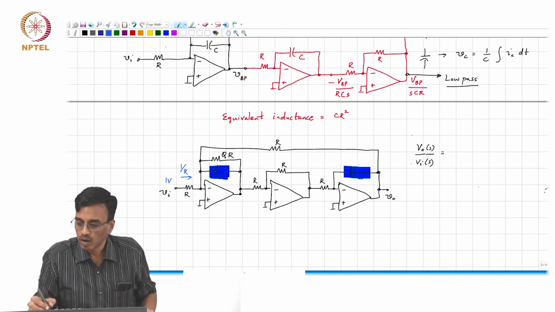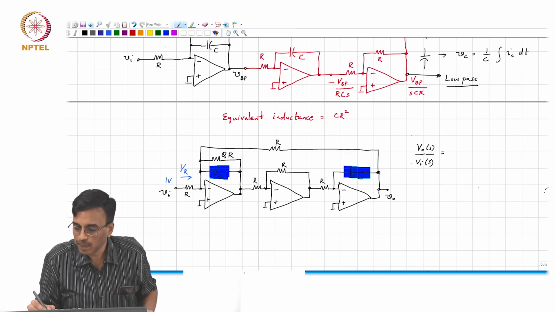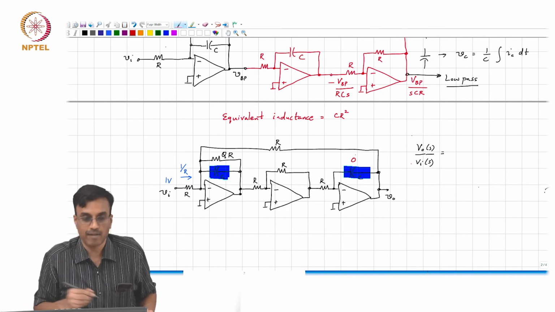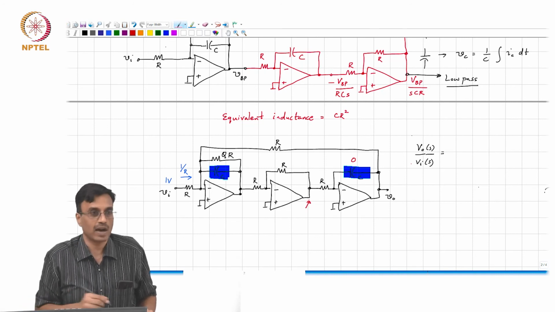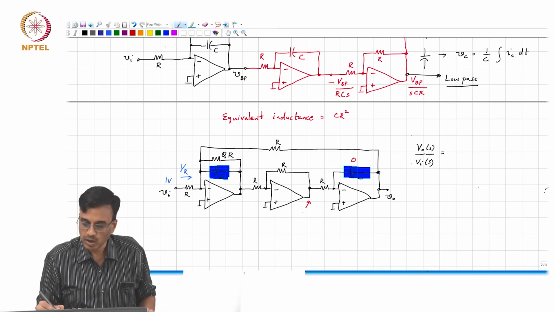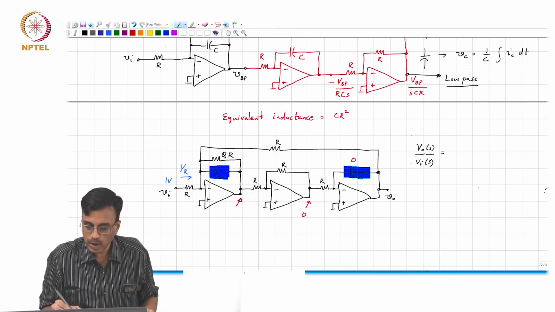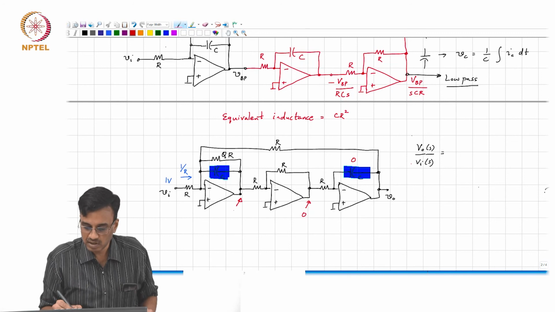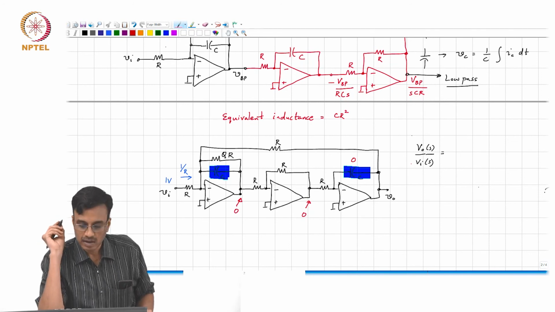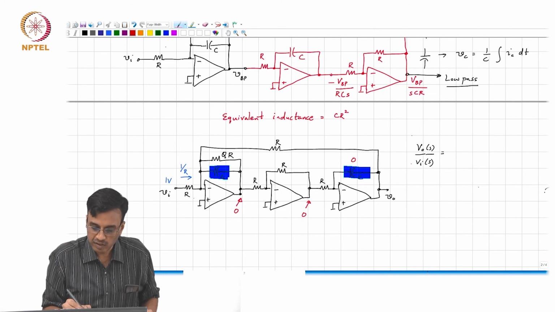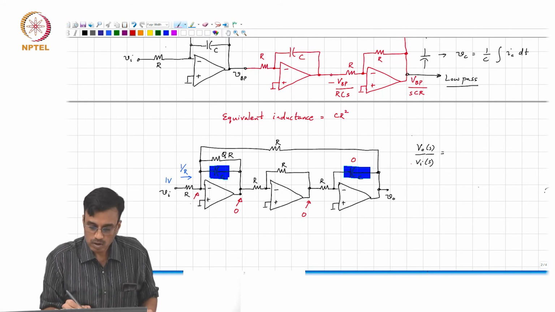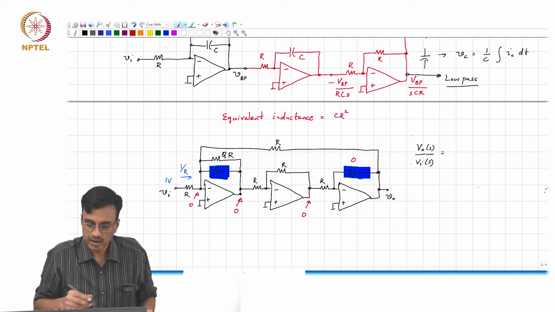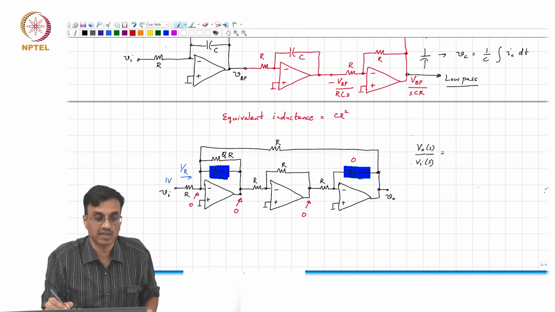What is the current flowing through this capacitor at DC? 0. If this current is 0 on average, what comment can you make about this voltage on average? What is the DC value of that voltage? 0. If this DC voltage is 0, what comment can you make about that DC voltage? This is simply an inverting amplifier, so that is 0, right? If that is 0, what is this voltage? 0. So what is the current flowing through the QR resistor? 0, right?